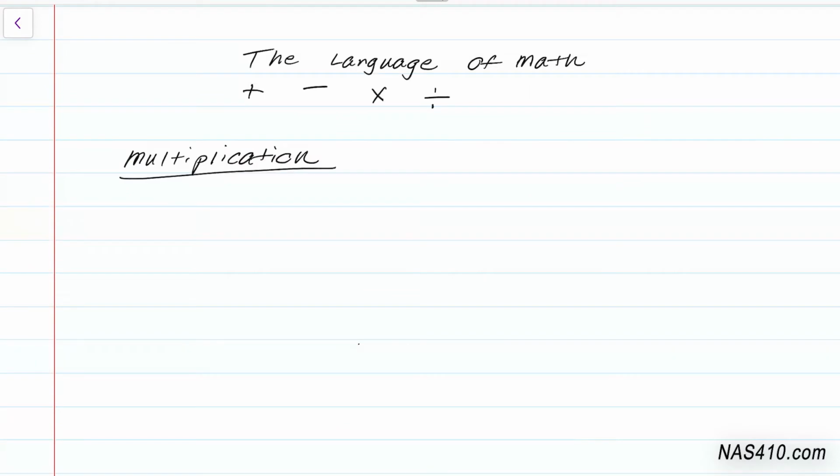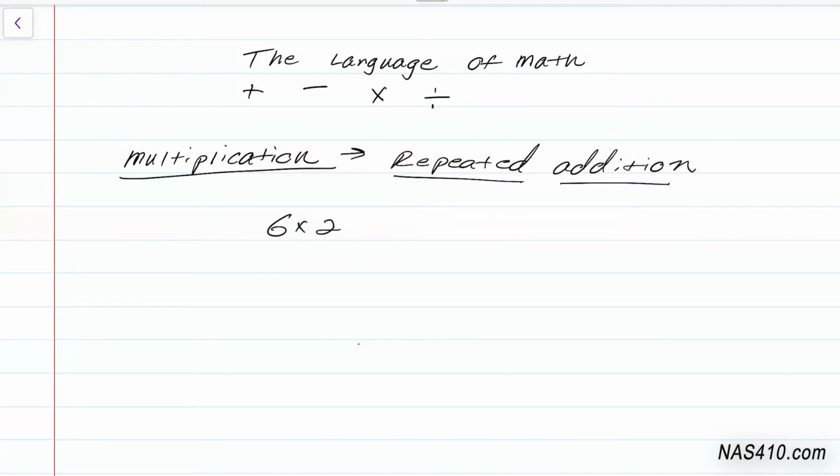Okay, so the next operation we have is multiplication. All right, and multiplication is essentially just repeated addition. Okay, it's doing addition over and over and over again. So for example, if I have the expression 4 times 3, okay, I could rewrite that as 4 plus 4 plus 4. If we take a look at this equation, 4 times 3, what it's telling us is take the number 4 and add it to itself 3 times.